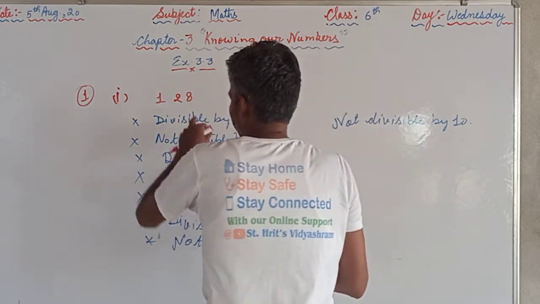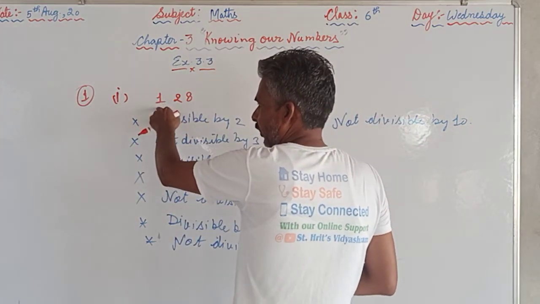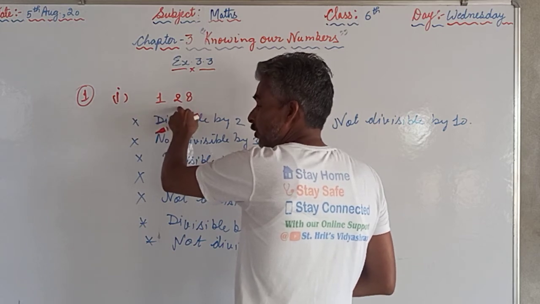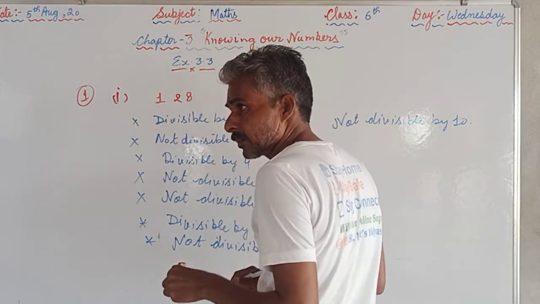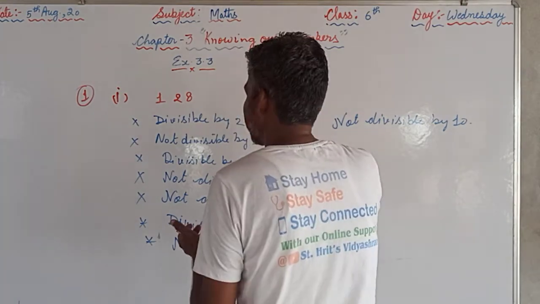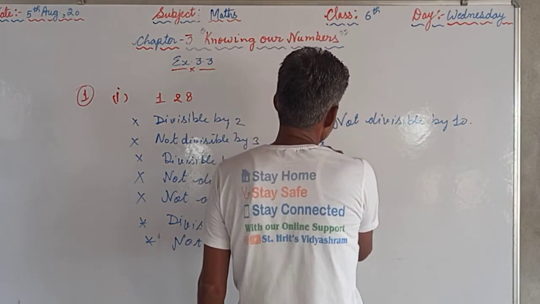For 11, at the odd places 8 and 1, 8 plus 1 is 9, and here is 2. 9 minus 2 is 7, so that is not 0 or a multiple of 11, hence it is not divisible by 11 as well.